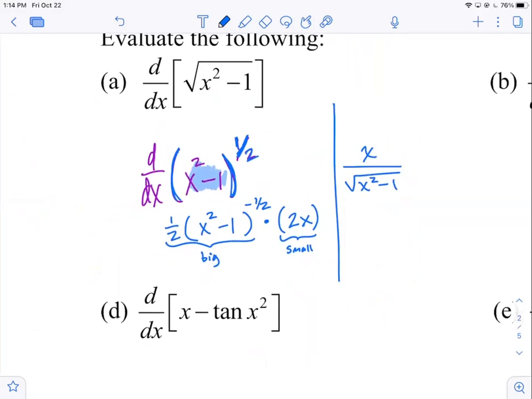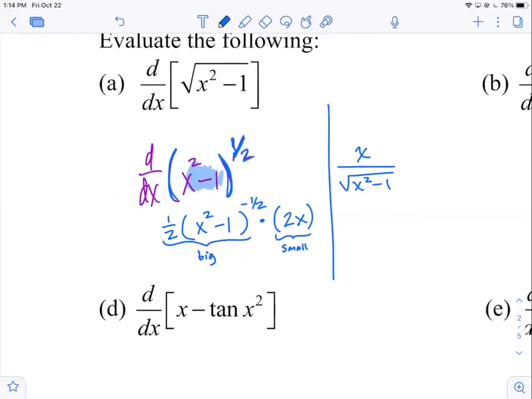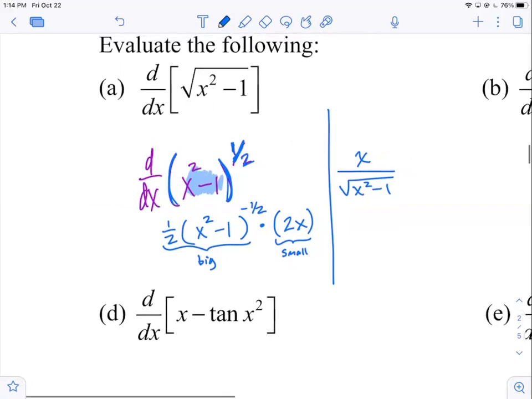Okay. Sometimes I call it peeling an onion too, right? You can only peel an onion one layer at a time. Unpacking the boxes, whatever you want to call it. Chain rule. Chain rule. Now, let's see what this would look like in Leibniz form, okay?